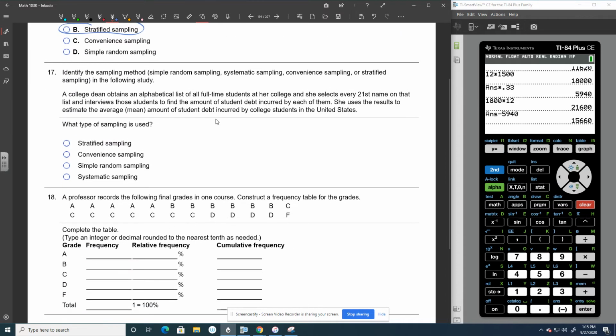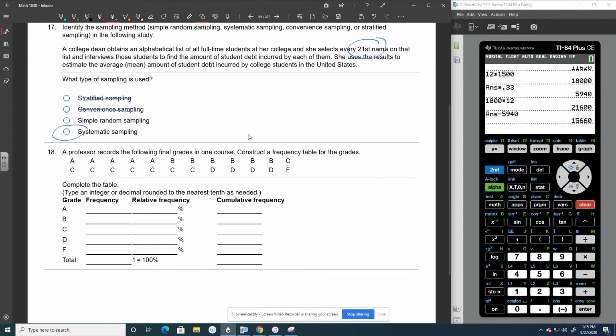Okay, 17, identify the sampling method. A college dean obtains an alphabetical list of full-time students and selects every 21st name on that list. It doesn't sound stratified. It doesn't sound convenience. And it's not simple because they're selecting every 21st. So that's going to be systematic sampling.